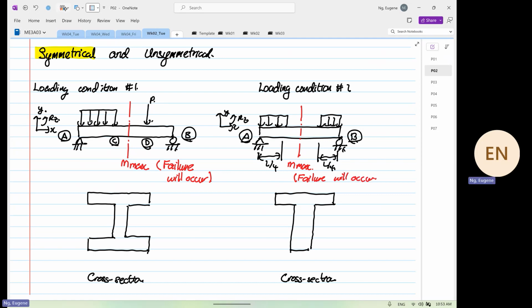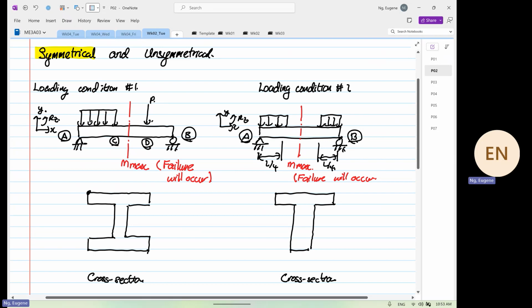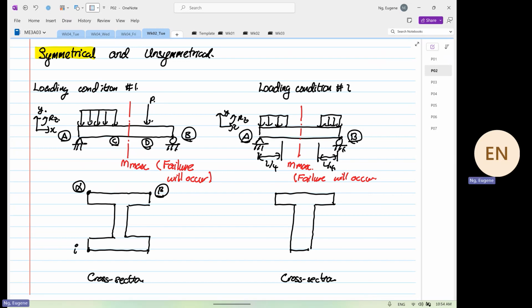Okay, and then I'm going to label these points alpha, beta, I, and J. Over here, I'm going to label alpha, beta, I, and J. Hey, Eugene, your I looks like J, your J looks like I. Seriously? And this is our point I, and this is our point J.